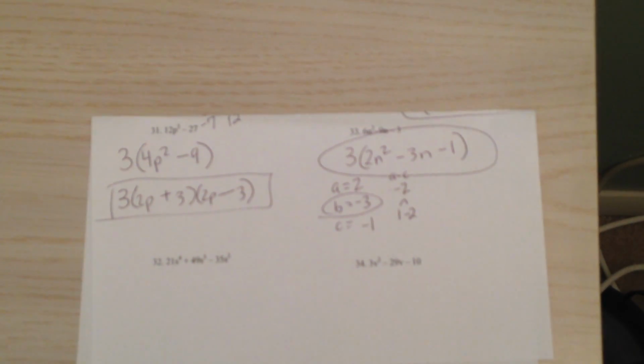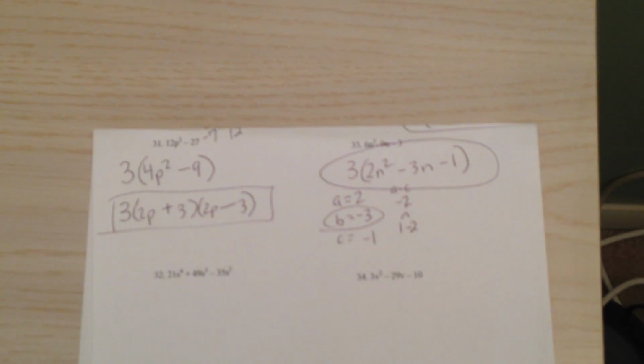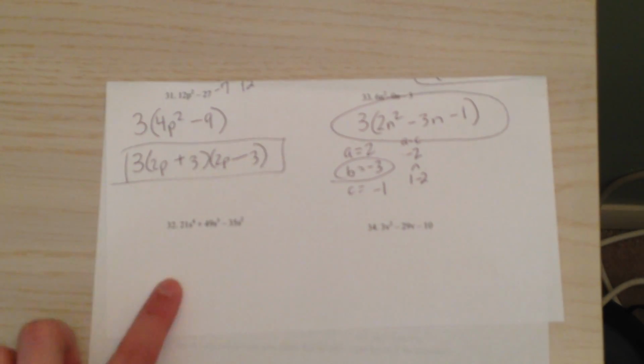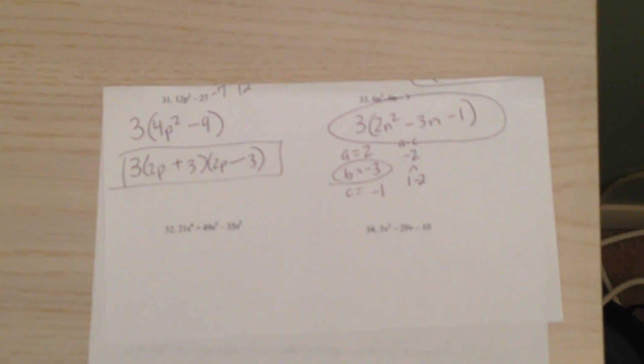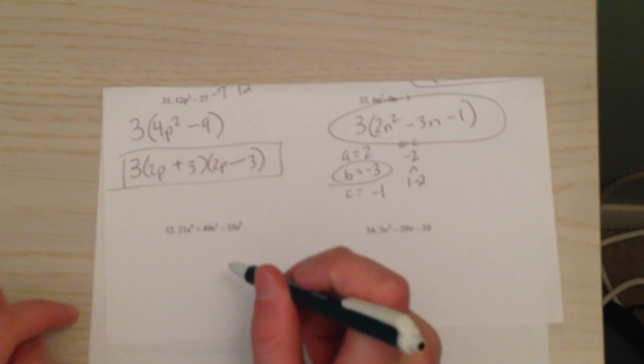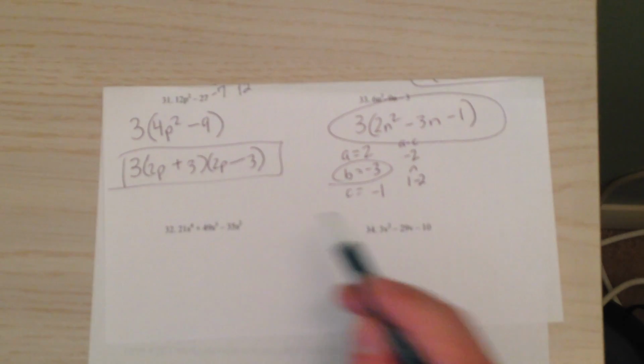So it's not technically prime. We have a little bit we can do. Now let's look at our one right here. We've got number 32, we've got 21, we've got 49, and we've got 35.